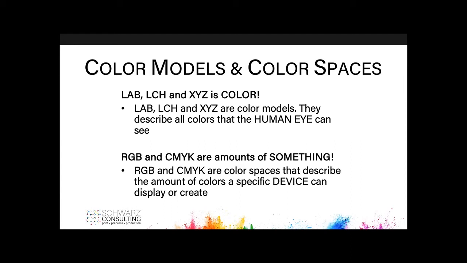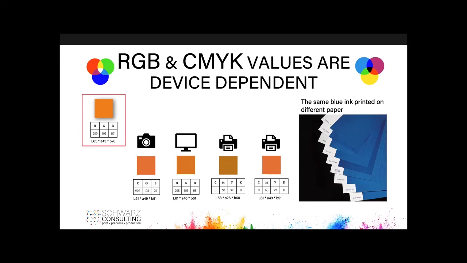So CMYK and RGB are just amounts of something. Only LAB, LCH, whatever, the color models, that is an absolute color. This just shows it, for example. You have a color on the left. This is an RGB value, for example, that a customer gives you.